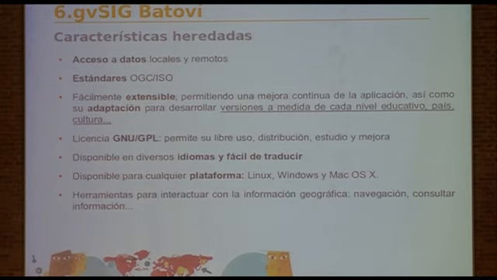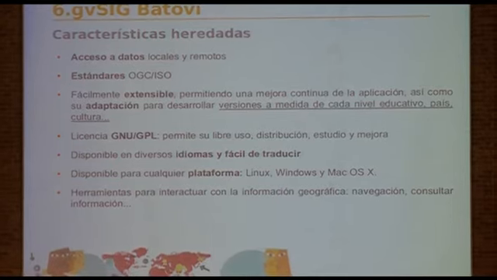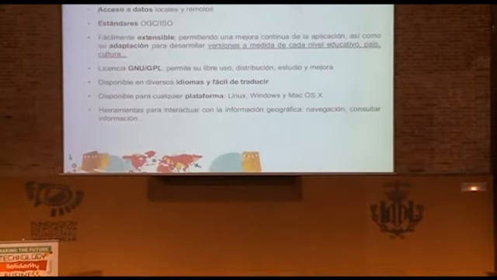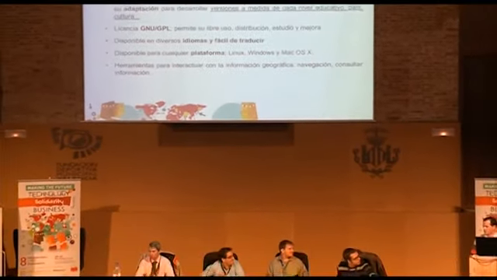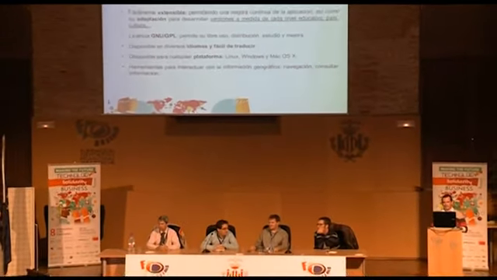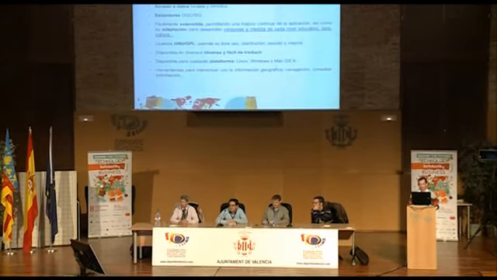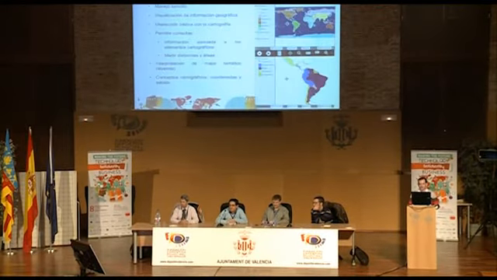So, what characteristics does gvSIG Batovi inherit from gvSIG? Well, access to local and remote data, uses OGC ISO standards, is easily extensible, adaptable, has a GNU GPL license, available in different languages. It's easy to translate. It's available in numerous platforms. You see Linux, Windows, and so on.